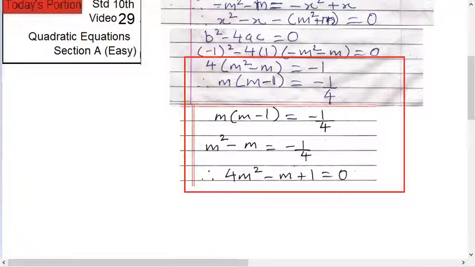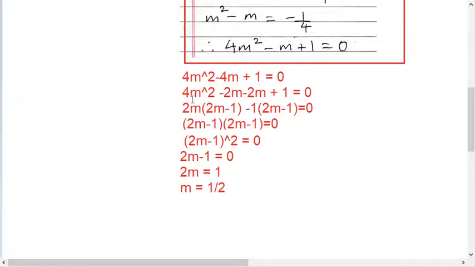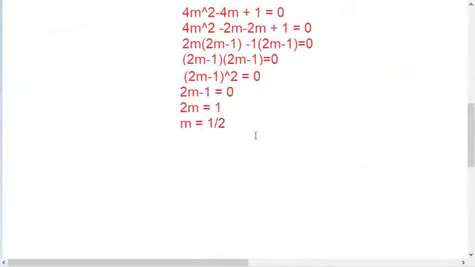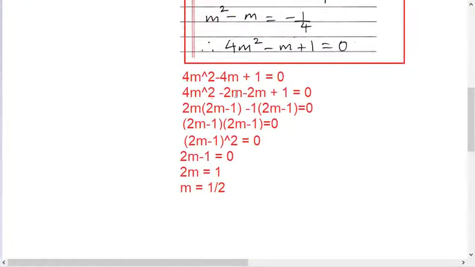What you do, simple step is, solve it this way. This is easier. 4m square minus 4m plus 1. This one. 4m square minus 4m. This plus 1. 1 on this side. Keep this above equation only. So, 4m square minus 4m plus 1 equals to 0.